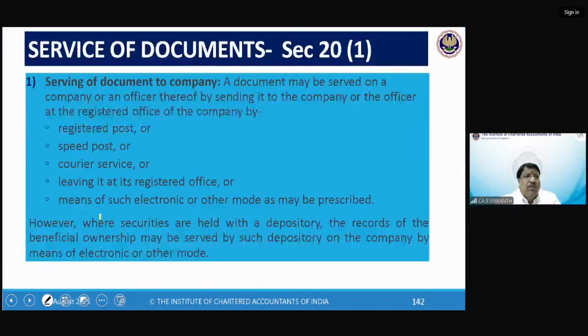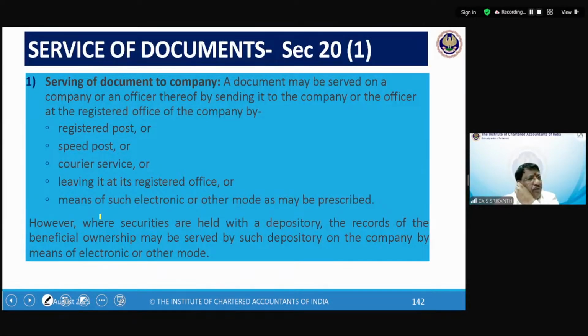Now here we are going to see service of documents. Meaning what? Service means delivering. How to serve? See, in the hotel you go, the server comes and serves. What does he do? He keeps it on the table, he gives it to you. So service means giving the document to the company.